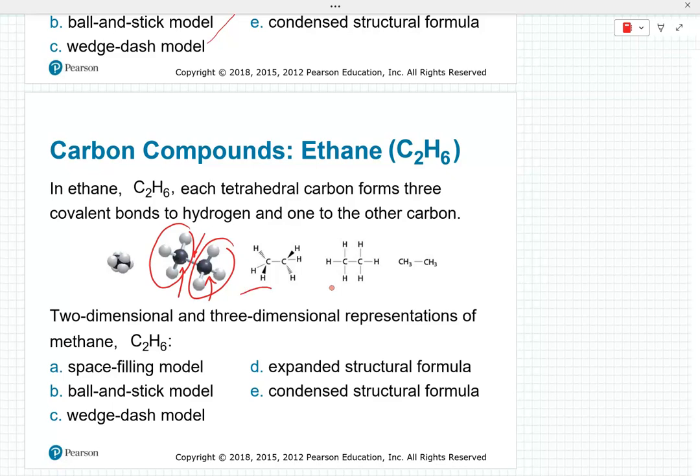And again, this is wedge dash formula, dashes, wedges. Wedges stick out, dashes kind of go back behind the screen. Expanded structural formula makes sense only if you are really focused on hydrogens. In other cases, condensed structural formula is more than enough. Okay?